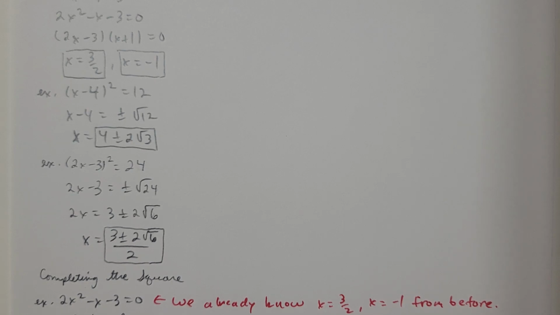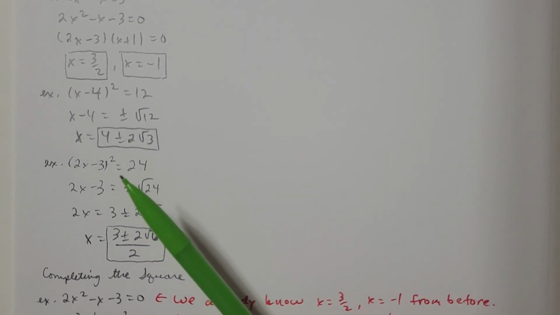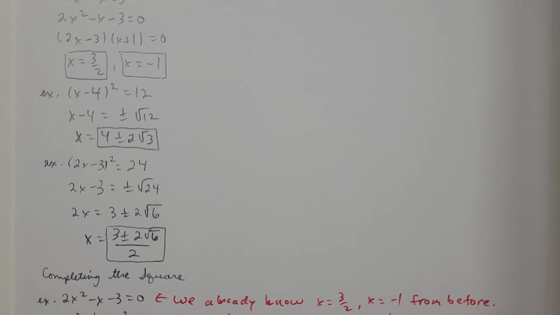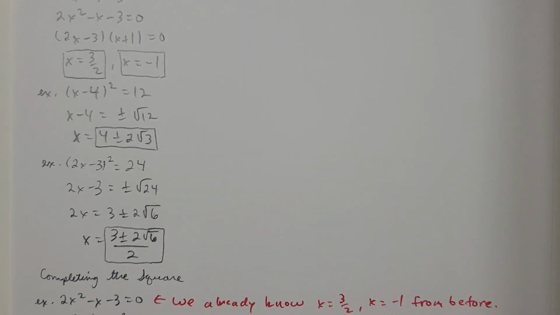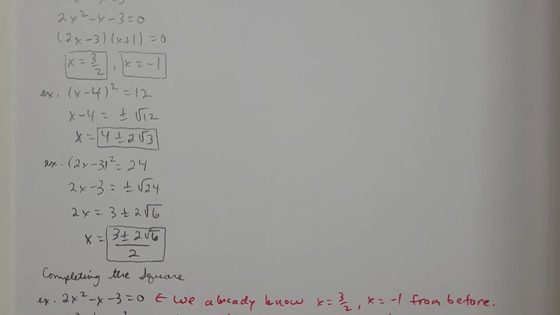So let's try another example here. What if we have 2x minus 3 squared equals 24? Well, I see this power of 2, and I want to get rid of that. So let's go ahead and take the square root of both sides. I have 2x minus 3 on the left, and that is equal to plus or minus the square root of 24 on the right. Now the square root of 24, that's 2 root 6, right? Because 4 times 6 is 24. The square root of 4 is 2.